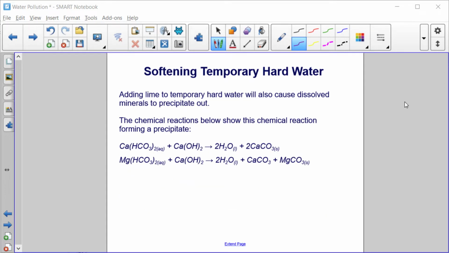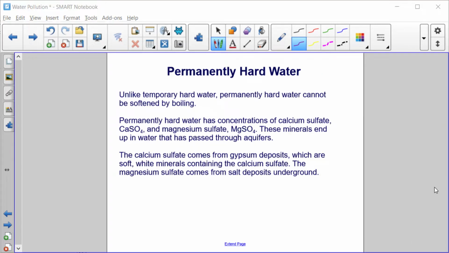Adding lime to temporary hard water will also cause dissolved minerals to precipitate out. The chemical reactions below show this chemical reaction forming a precipitate. So if I add lime, I'm also going to precipitate out calcium carbonate here, magnesium carbonate, and calcium carbonate here from the addition of the lime.